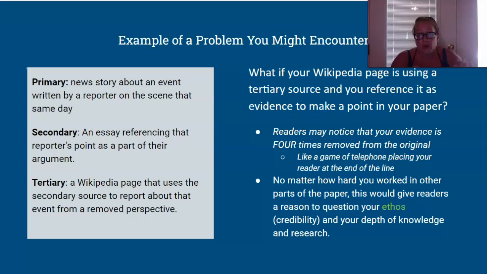Now, what if the Wikipedia page you're using for your paper is actually citing a tertiary source, citing the secondary source, citing the primary source? Your reader is now going to notice that they are at the end of a potentially bad game of telephone. They're not close to the original information. They're actually 4 times removed, at least, from the original information.